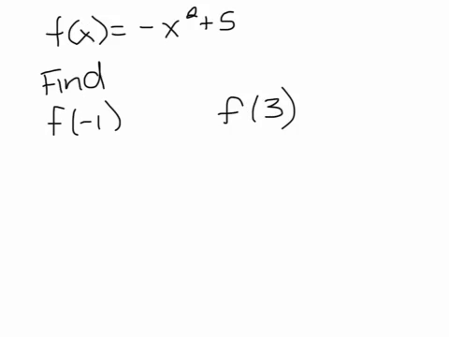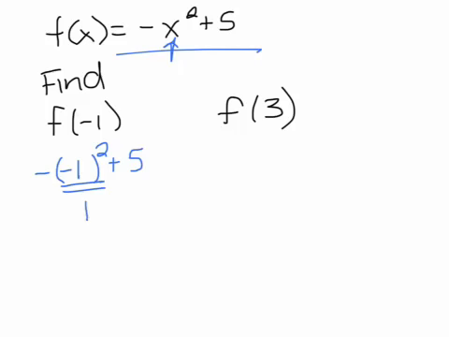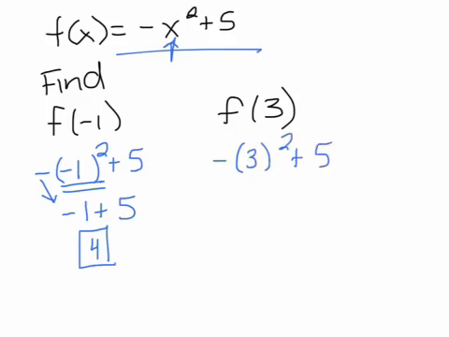Alright, next problem is just some evaluating. So the first problem, I have a function up here. All I'm going to do is plug in for x. When I plug in for x, I use parentheses. So instead of x, I'm going to use (-1) squared plus 5. This piece here, negative times a negative, is a positive. Bring everything else down, and my answer is 4. If I plug in a 3, using parentheses, I get 9, bring everything else down, and I get -4.